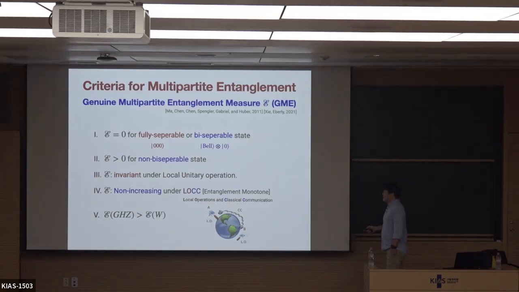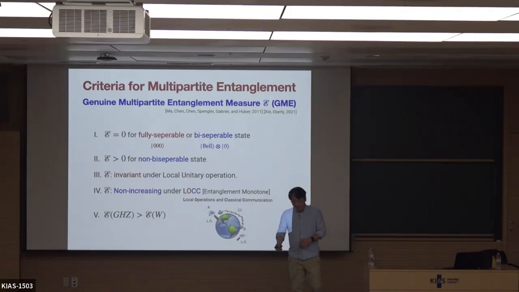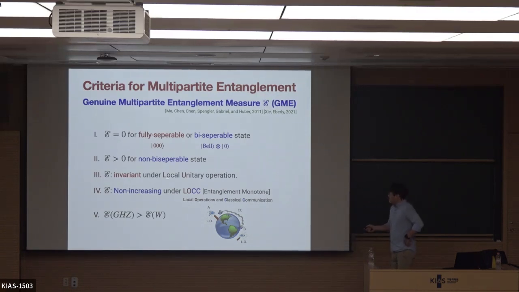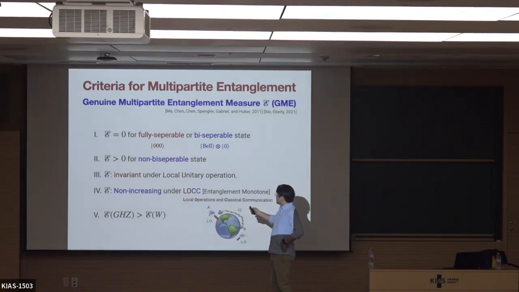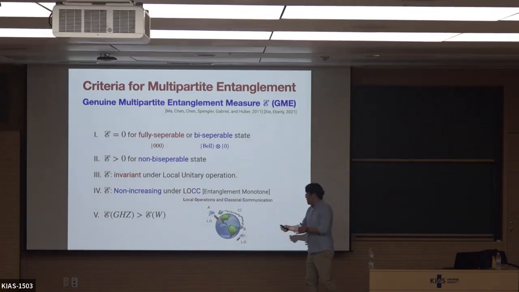But there must be some criteria for such a measure to be reasonable to explain multipartite entanglement. The first criterion is very natural. If a state is fully separable or biseparable, whatever, if it's separable, it's reasonable to say the measure is zero. Zero means that it's separable. You can imagine the von Neumann entropy also becomes zero in some separable cases. But in the non-biseparable case, it should be non-zero. So if it's zero, then it's separable, and if it's not zero, then it's not separable. It's a very reasonable and trivial criterion.